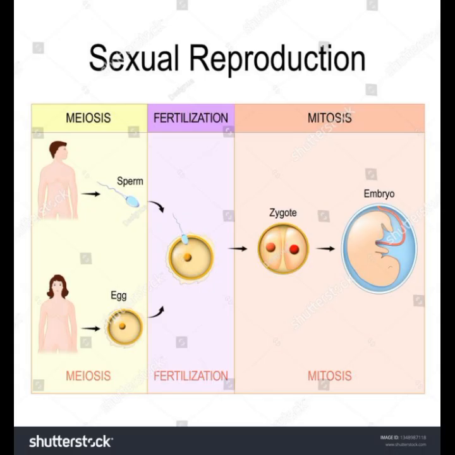Let's go. In sexual reproduction, the number of chromosomes in the zygote is A. Double that of the gametes. B. Half of the gametes. C. The same as that of the gametes. And D. 1/4 of the gametes. The answer to this is A. Double that of the gametes.